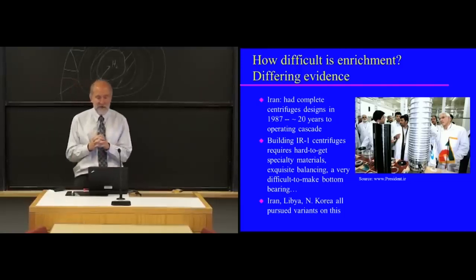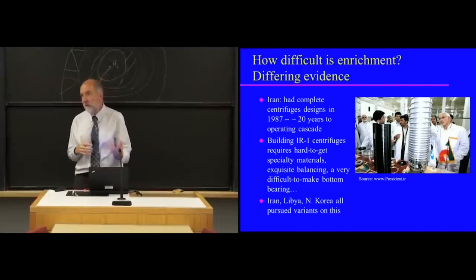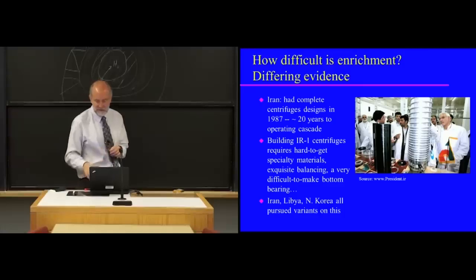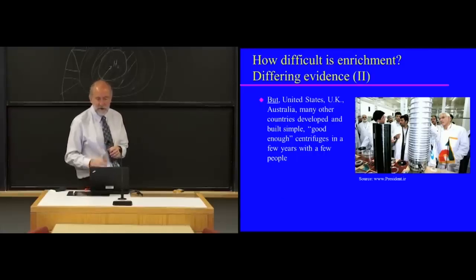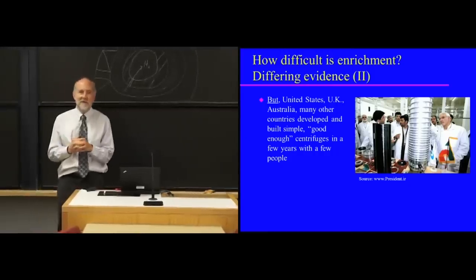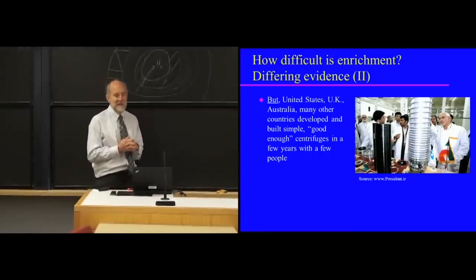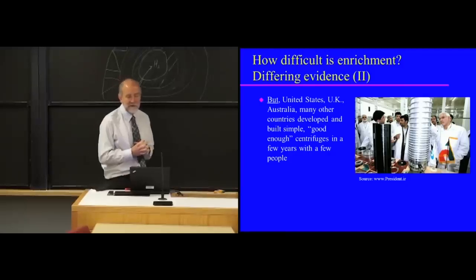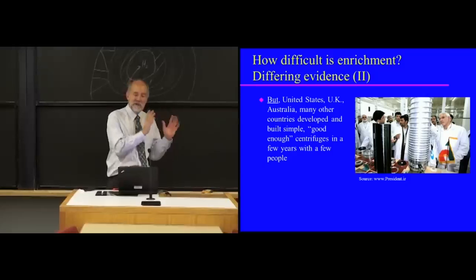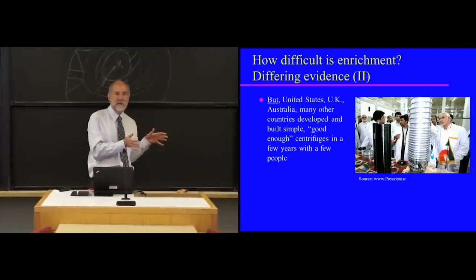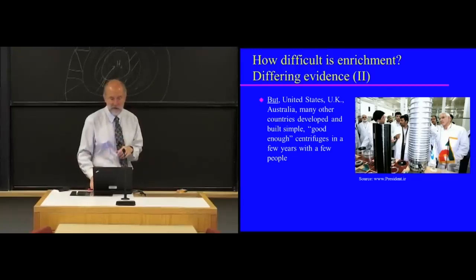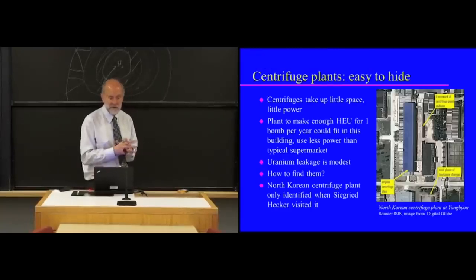The bottom bearing, as I mentioned, is often difficult to make for this type of centrifuge. And a number of countries have been working on that kind of centrifuge. But on the other hand, you also have a number of countries who have developed relatively simple centrifuges with a relatively small number of people in a relatively small amount of time. So there are people who argue we shouldn't be spending so much time trying to restrict the technology of centrifuges, because countries, if they do it properly, can develop them themselves without requiring all of this specialty stuff.